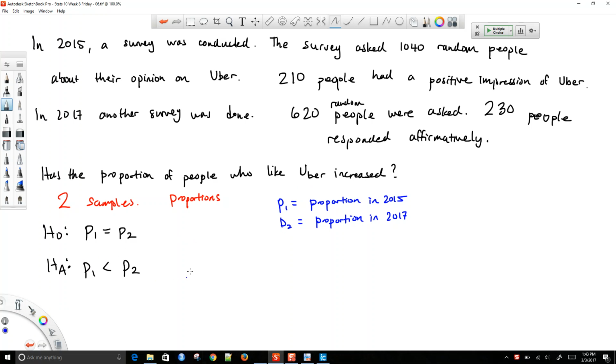Setting up our hypotheses, this means the proportion P1 in 2015 is less than P2 in 2017, and that implies that the proportion has since increased here.